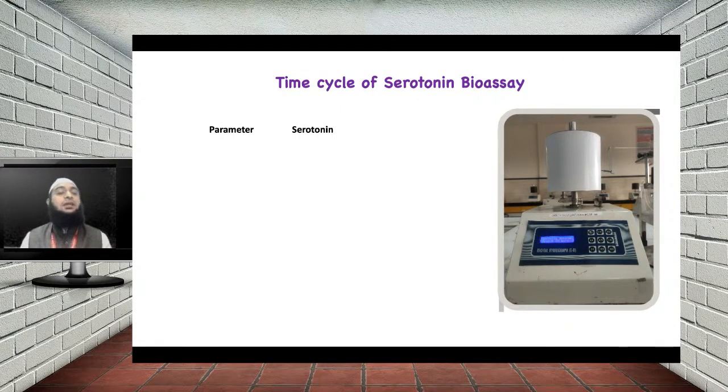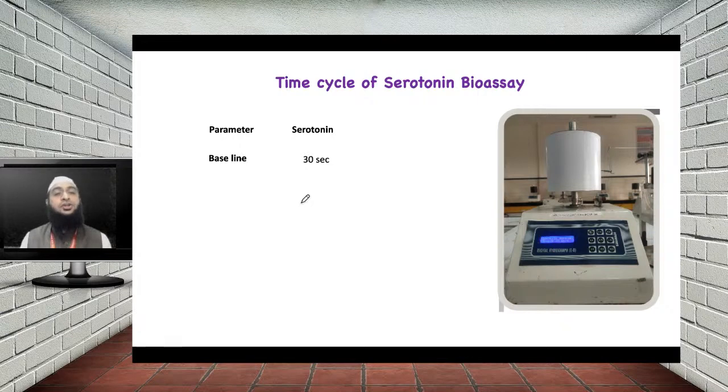Now first we'll see the time cycle of the serotonin bioassay, because then we'll be proceeding with the TRC. So before that, you must remember what time cycle we follow in case of the serotonin bioassay. We have seen that in the serotonin bioassay the contact time is 30 seconds. The rest of the things are going to remain the same. For example, the baseline that we take without addition of the drug is 30 seconds. So it is constant in all the experiments.